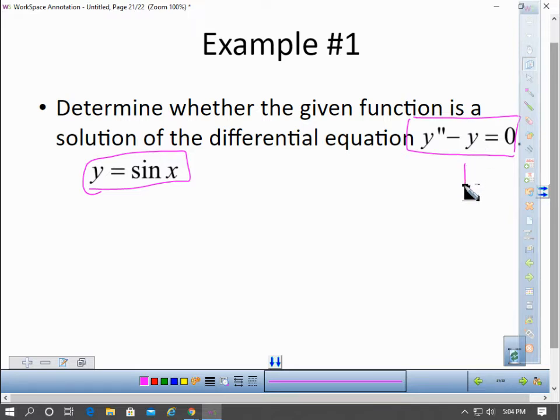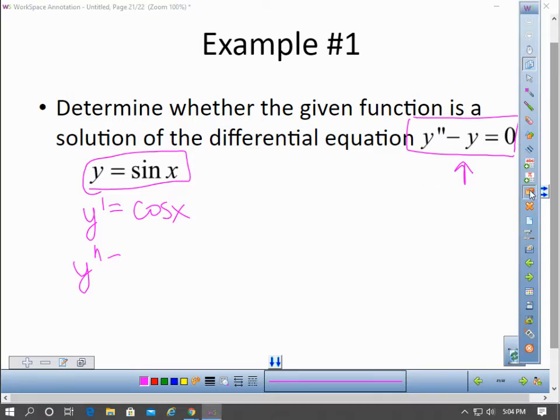So what does this equation say? y double prime, which means the second derivative, minus the function equals 0. So we've got to show that that is true. We need our second derivative. This is the function, so the first derivative is going to be cosine. And then the second derivative, we just take the derivative again, and the derivative of cosine is negative sine.